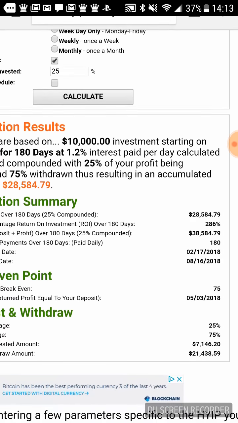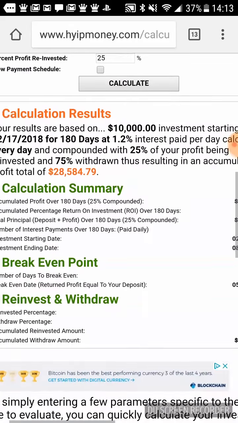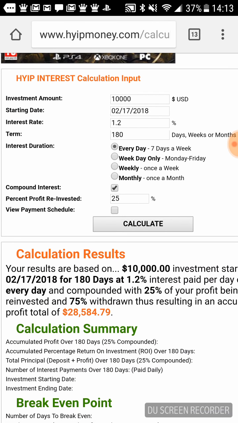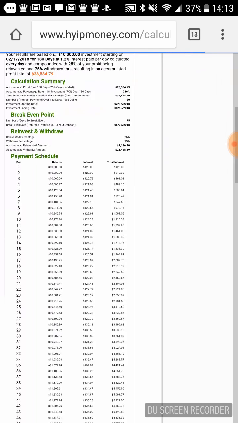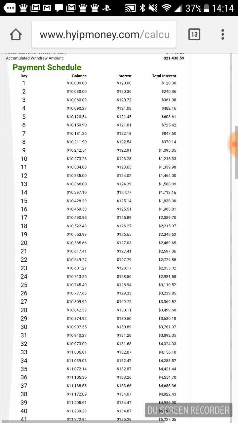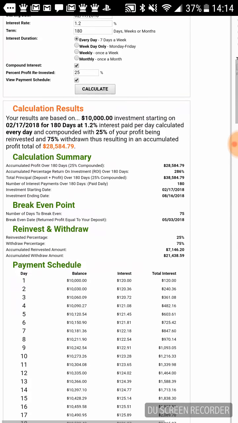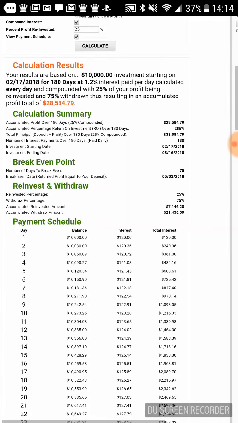The one thing this is not really showing, maybe if we can do view payment schedule, maybe that'll show us what I need. Here we go. Okay, so payment schedule, right? Let's go back. $10,000.